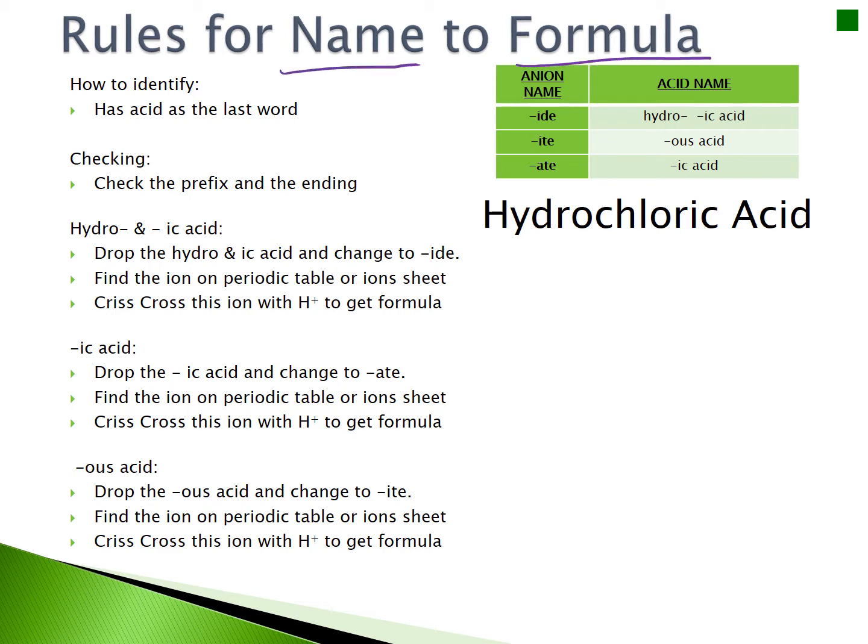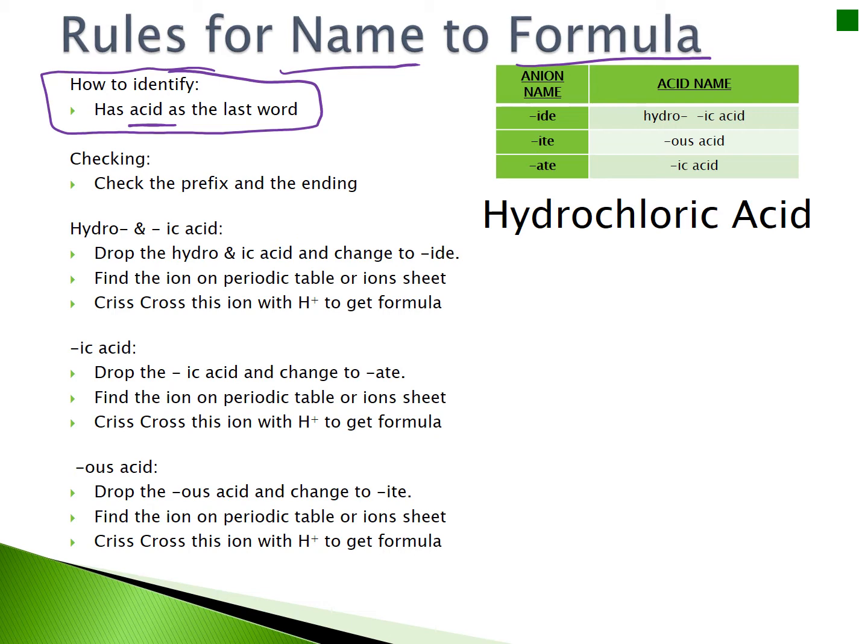The very important thing to do, though, before any type of naming is to identify what type of naming technique you're going to have to use. So in order to do that, you have to identify whether it's ionic or covalent or an acid. For the acid, it's extremely easy. You look for the word acid as its last word. So right here I see for hydrochloric acid, I see acid as its last word. Therefore I know I'm going to have to name it as an acid.